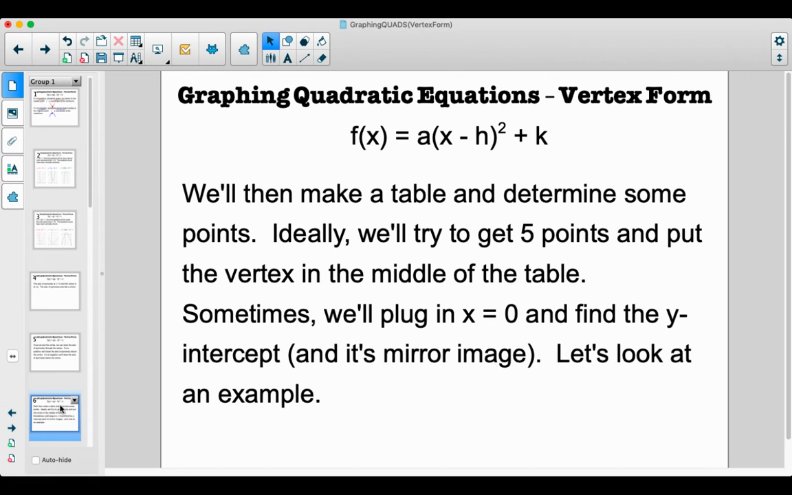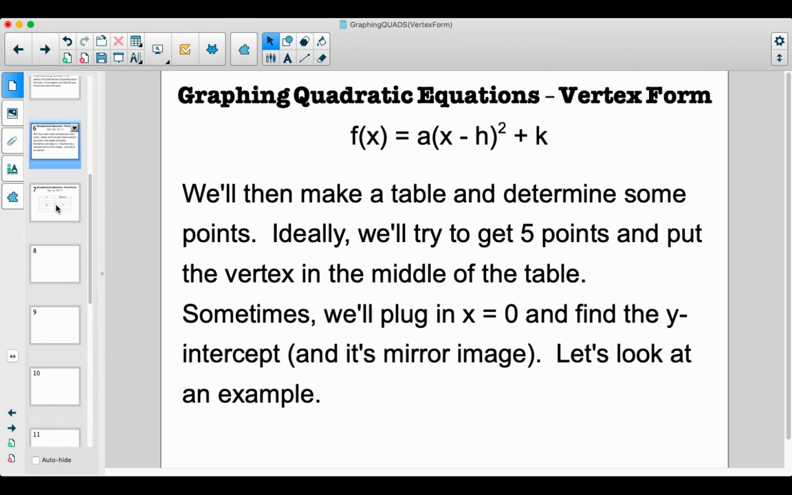And lastly, as far as graphing, we're generally going to make tables that contain 5 points, with our vertex being one of those 5. Ideally, the vertex is right in the middle of the graph, so we're going to put it right in the middle of our table and then pick 2 numbers before and 2 numbers after. A lot of times using x equals 0 is helpful because it's convenient for the calculations, and it can also help you find the y-intercept. We can also sometimes use the axis of symmetry to find its mirror image.